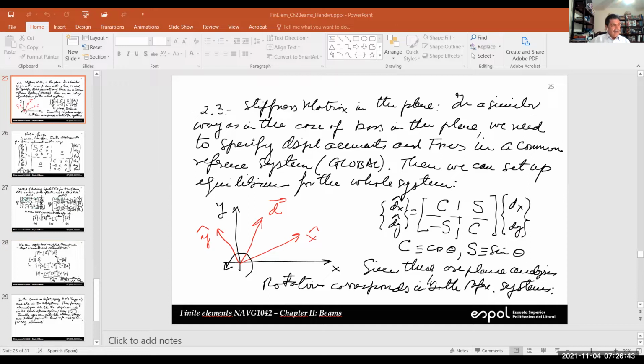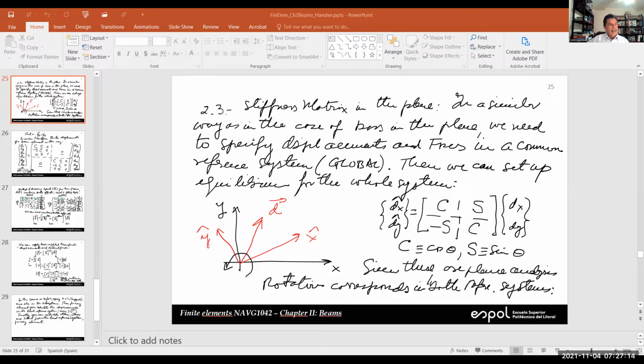We have one global reference system. Usually we put the X in the horizontal direction. That's not necessarily so, but that's very common. And then in red, we have a local reference system. If we have a vector D, if you express it in the black or in the red reference system, they should point in the same direction because it's the same vector.